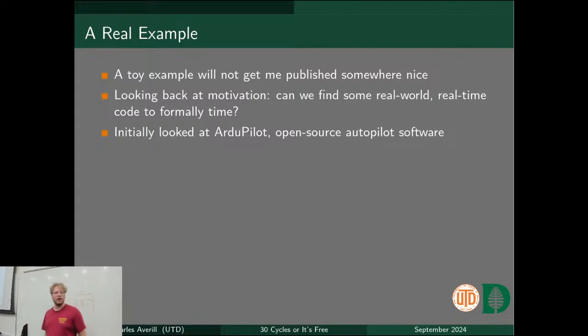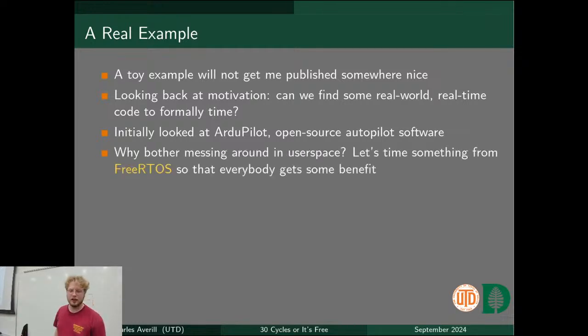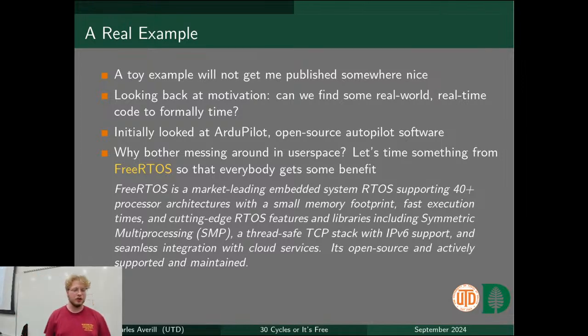Initially, I looked at Autopilot, a popular open source autopilot software. It's very popular and well maintained. But the issue is it's written in C++ and has a lot of weird object-oriented things going on. Our system is not super comfortable with vtables and dynamic program jumps. So instead I said, who cares about user space? Let's go to the heart of how these real-time applications work. Let's look at FreeRTOS.